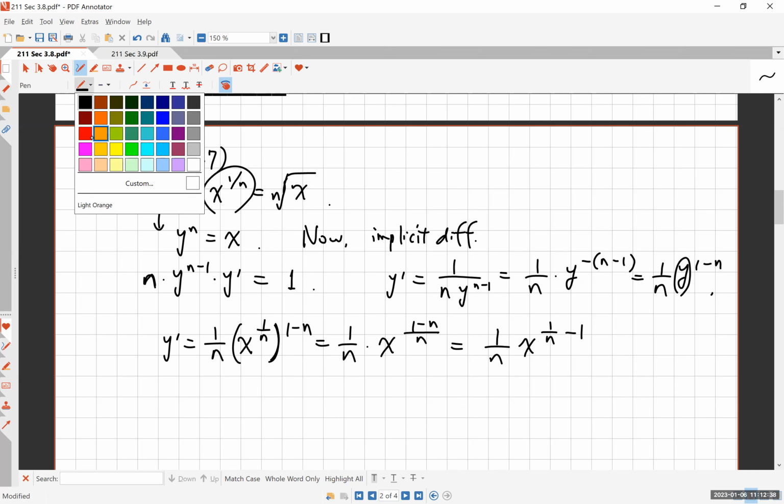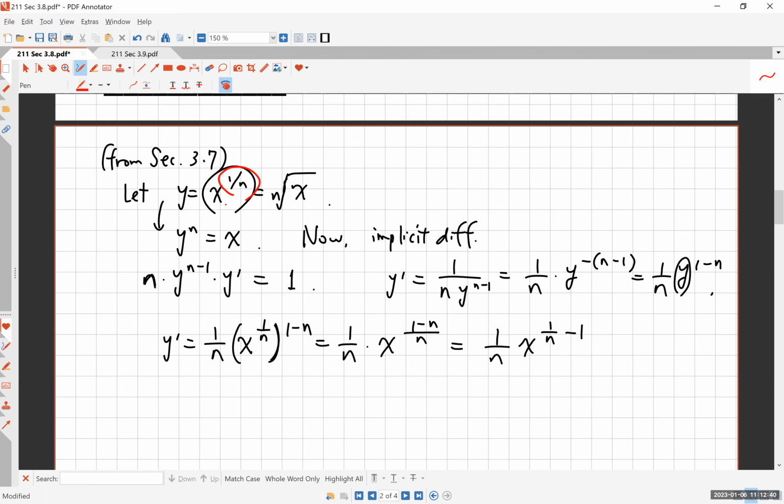Which, by the way, if you look at this, is exactly what we would have expected. You take that exponent of the original function y, you move it to the front as the coefficient, and you subtract 1 from the original exponent in order to come up with your new exponent. All right, cool. This one is 1 over n minus 1, the original exponent minus 1, right?